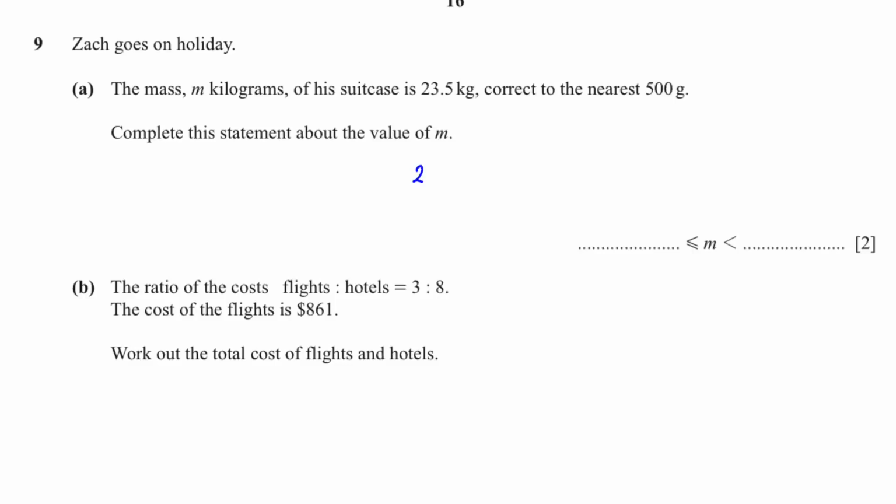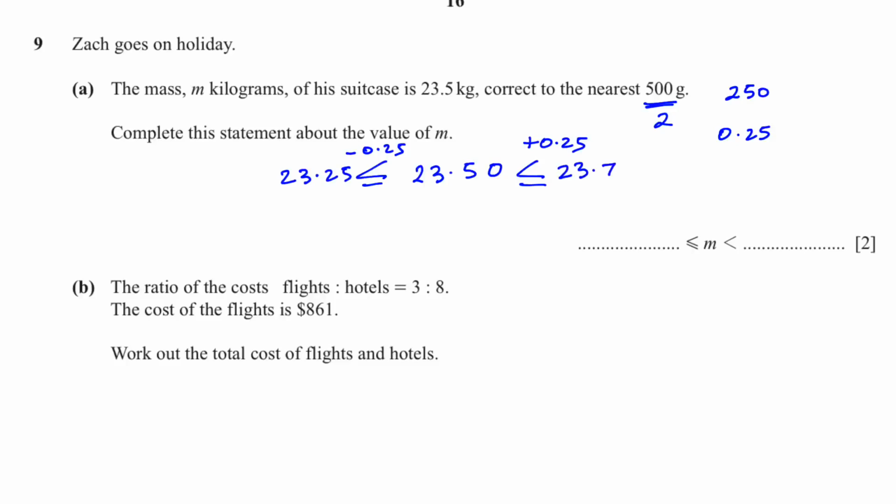We will write here 23.5 and then 0 here. When he's rounding to 500 grams, if you divide it by 2, you will get 250. If you convert it into kilograms, it will be 0.25. So one time you subtract 0.25 and one time you add 0.25. When you subtract, you will get 23.25. When you add, you will get 23.75.